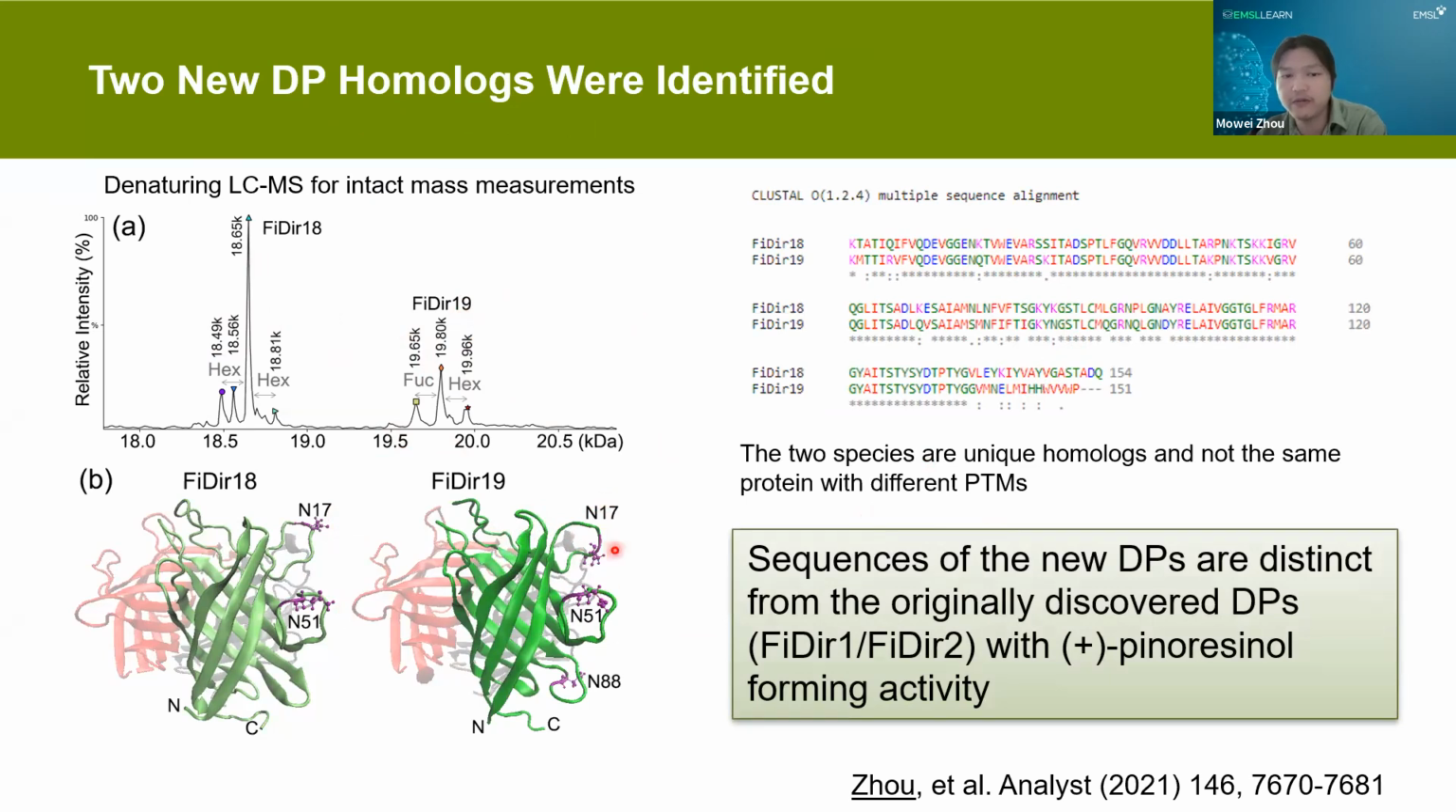That's kind of the conserved fold of the protein. And those 2 new homologs are different from the original pano-resonal forming proteins, and they have distinct sequences to be classified to a new function instead of the same pano-resonal forming activity. So we still don't know the activity yet.